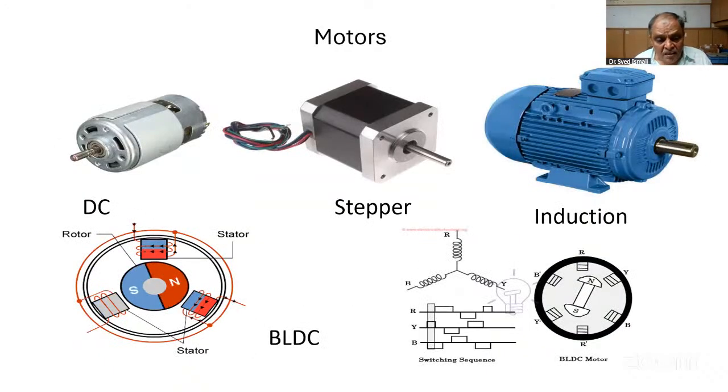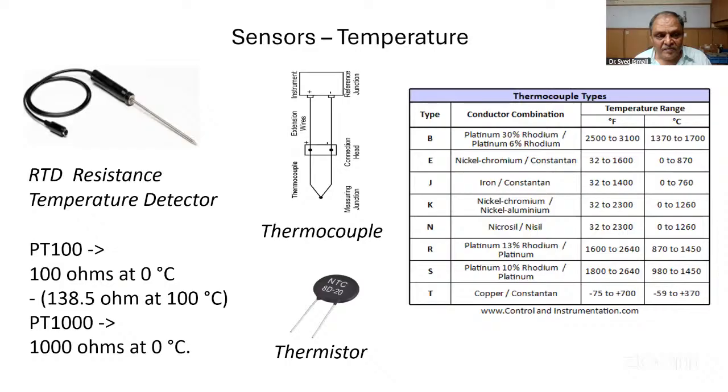Motors, you must understand, are very heavily used in robots and every electronic device. You must understand the different types of motors there are: induction motor, which is an AC motor, stepper motor, DC motor, and BLDC motor. These types of motors are available. Which motor you want to use, you have to read about them.